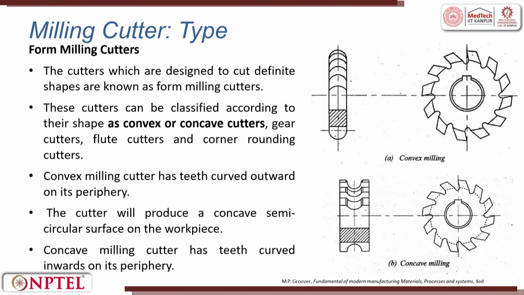There are also form cutters, like the form tools we saw in single point cutting tools. Here you can also grind the milling cutter to the shape you want to replicate. These cutters are classified according to their shape as convex or concave cutters, gear cutters, flute cutters or corner radius cutters. So, depending upon your requirements you can choose. You can have a convex, you can have a concave. If you want to create a bump on the workpiece, we go for concave. If you want to get a groove, then we go for convex milling cutters. They all fall under the category of form milling cutters.